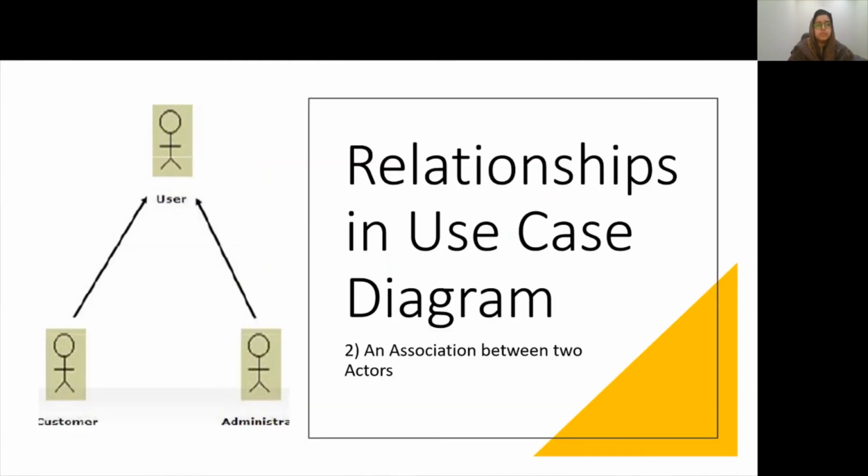The second type of the relationship in the use case diagram is an association between two actors. Actors in the use case diagram can have association relationships as well. In this figure, both customer and administrator are users of the system. However, they both have different sets of responsibilities, or they are different users in nature.